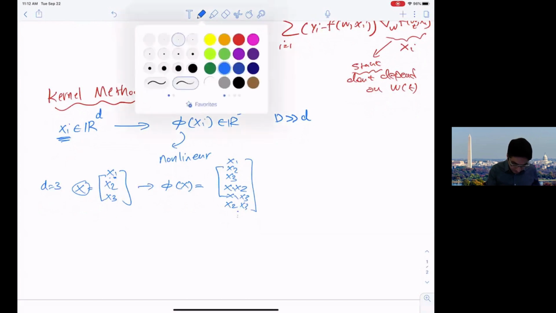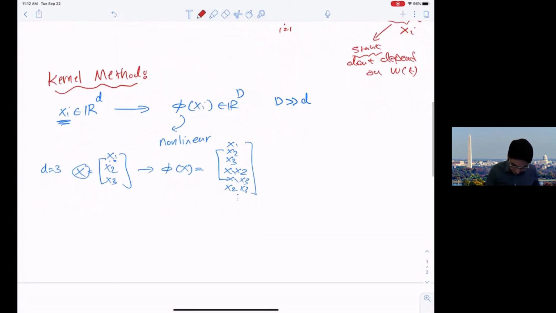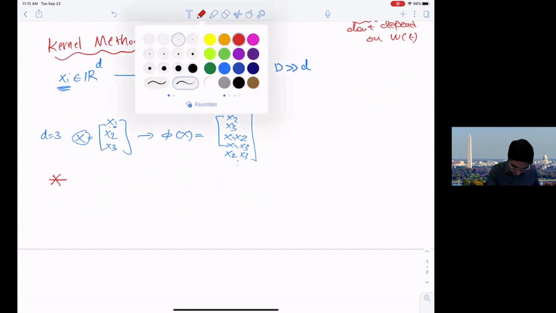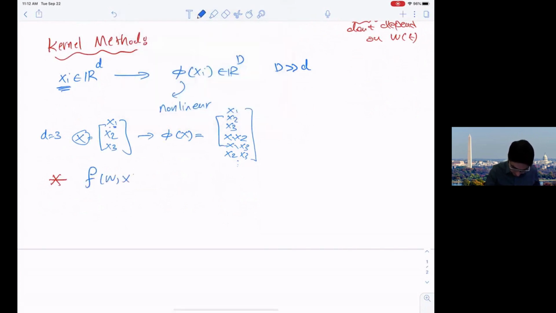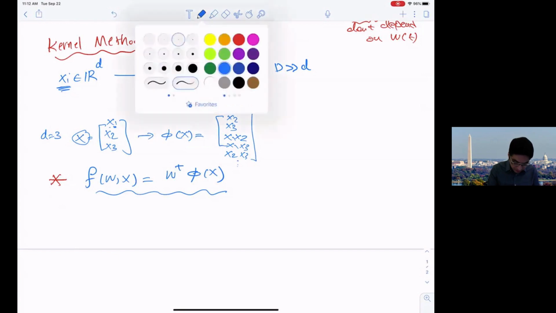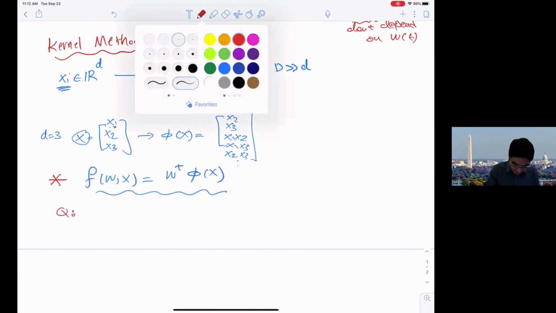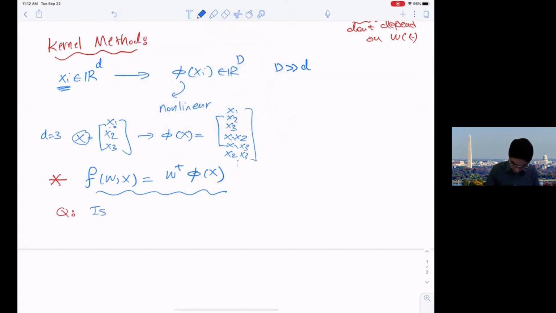All right, so we can use this in our model. And let's say our model is still in the form of f_w(x), w transpose, but instead of x, I'm going to replace it with phi of x. So this is the model I'm going to use in my prediction. So question: is this model linear in w?